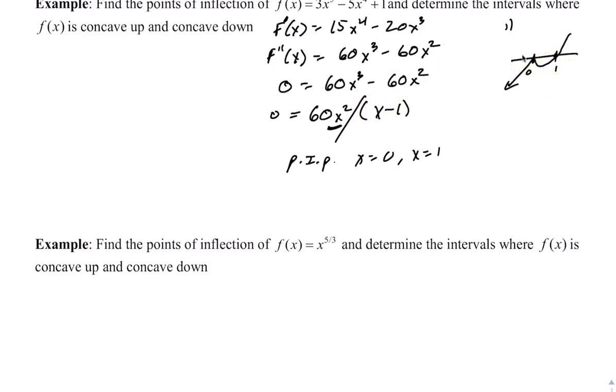But I think for most people, they actually prefer the sign chart in this case. So we're going to do a sign chart. Again, this is for the second derivative. I always like to label it so I keep track of where I have to plug it into. We have one at 0, and we have one at 1. So my intervals are negative infinity to 0, 0 to 1, 1 to infinity.